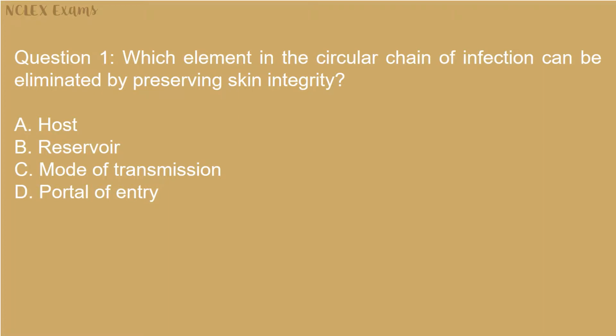Question 1. Which element in the circular chain of infection can be eliminated by preserving skin integrity? A. Host. B. Reservoir. C. Mode of transmission. D. Portal of entry.